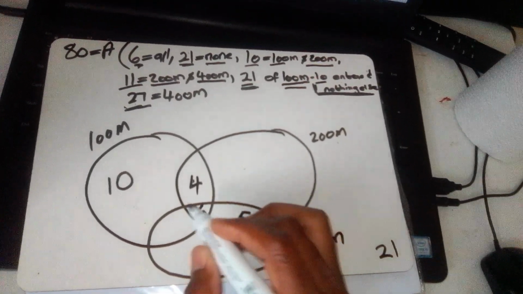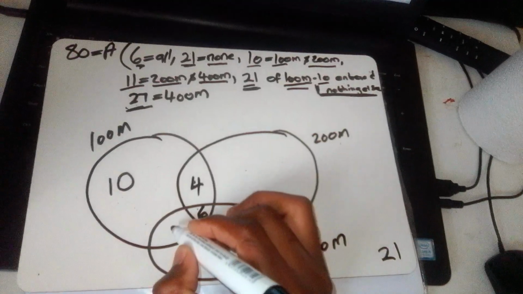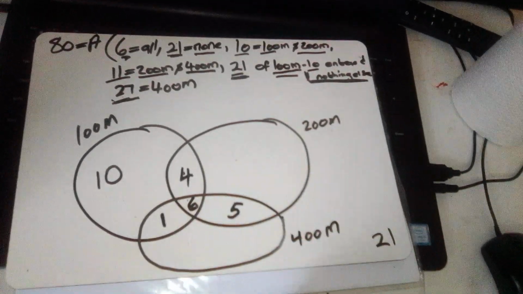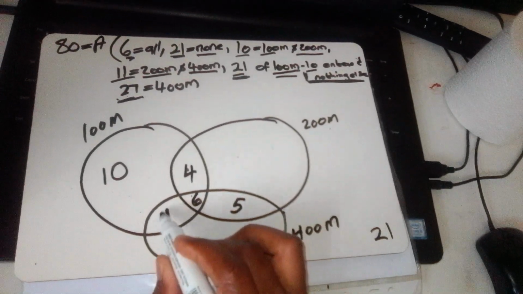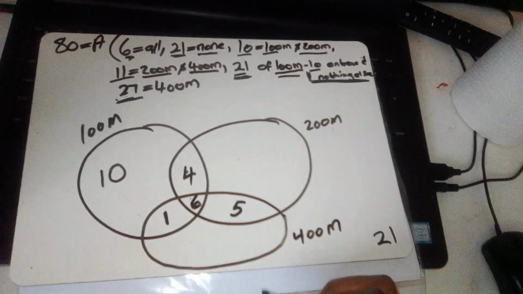We just need 1, because 21 minus 20, we are going to have 1 here. We are done with this. So now let's come here, because now we have covered the space.